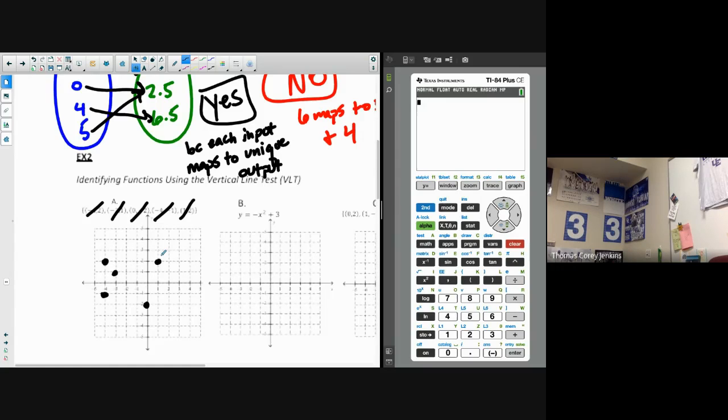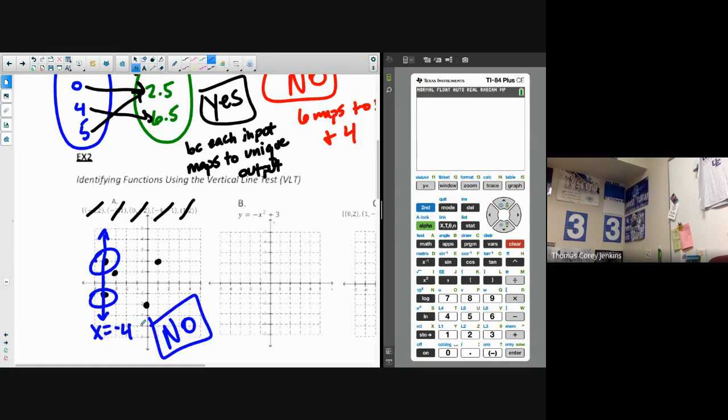So remember, we're looking for, does each input map to a unique output, right? And we can test that on a graph by using the vertical line test. If there's a vertical line that we can draw that touches more than one point, it is not a function. So this vertical line right here, also known as x equals -4, touches 2 points. So this fails the vertical line test. So this would be a no.